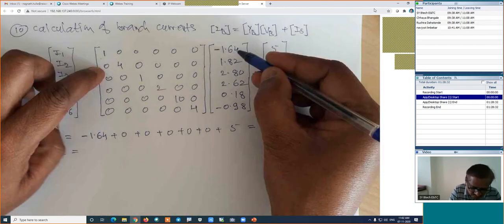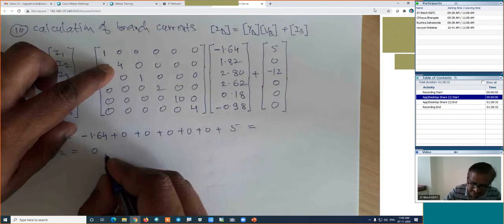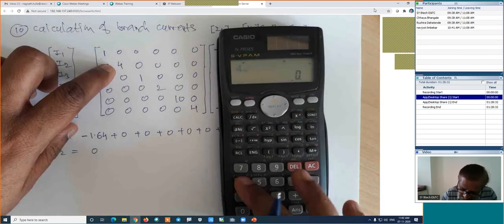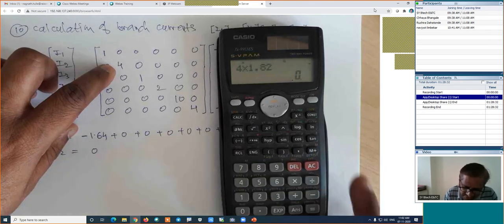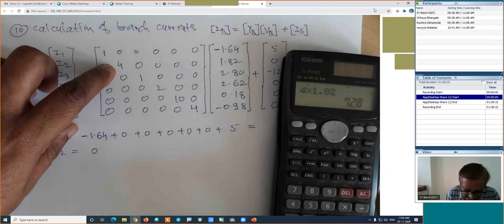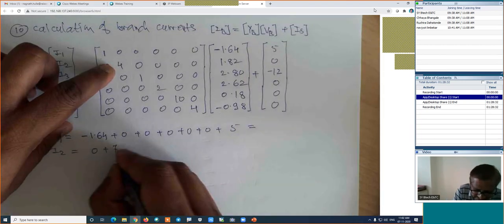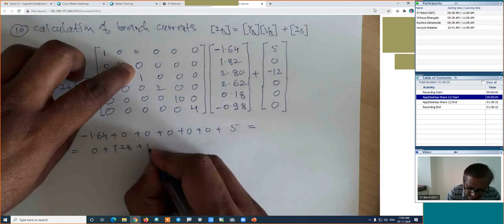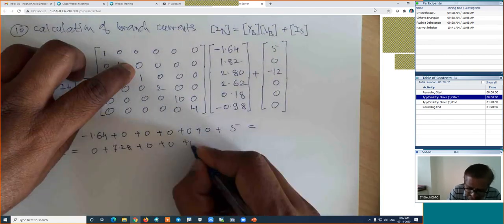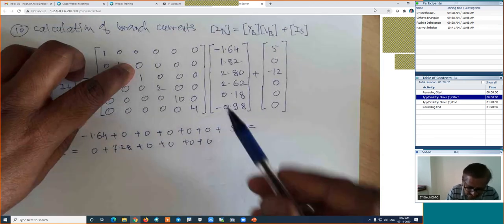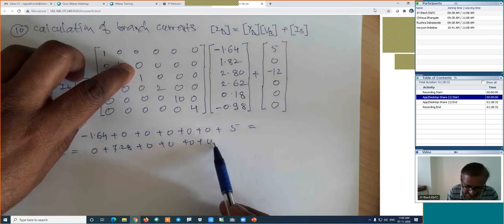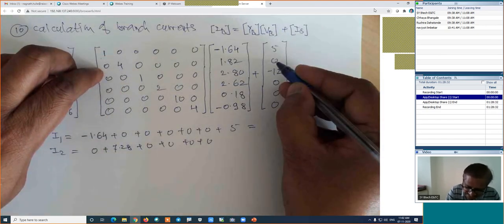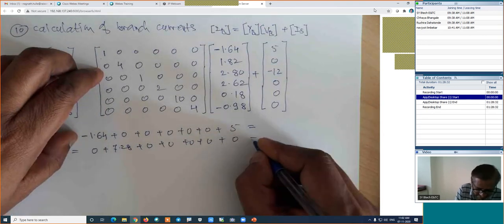How is the I2? This 0 into this value will be 0. This 4 into 1.82, this value is 7.28. Plus this into this plus 0 plus 0 plus 0 plus 0, and finally it is 1, 2, 3, 4, 5, 6. 6 entries we have taken. Then plus or minus this value. Plus 0 is the second calculation.